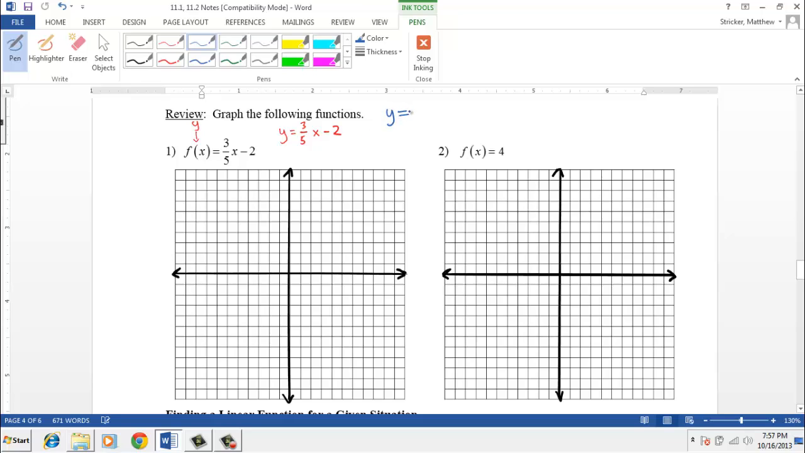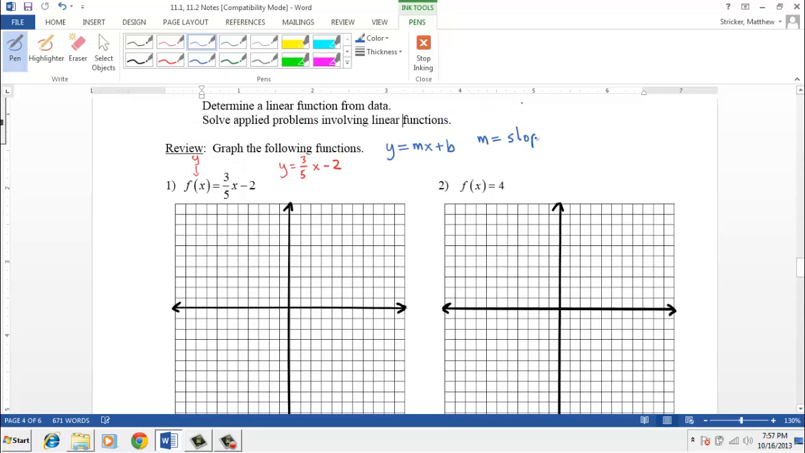Remember, if an equation is in y equals mx plus b form, then we know that m is the slope, and that the y-intercept has an x value always of 0, but the y value is going to be whatever that b is. So in this problem we know a couple of things. We know that m is equal to 3/5, and we know the y-intercept is the point 0, -2.